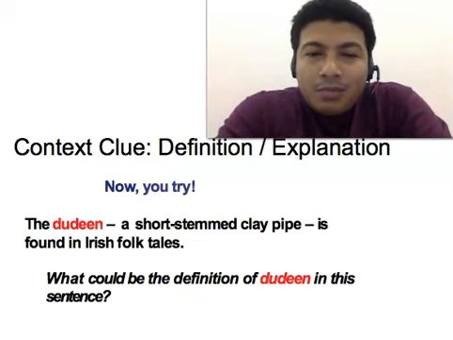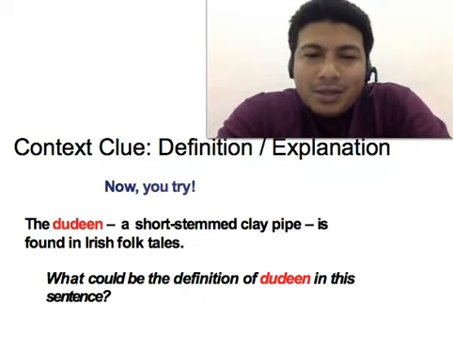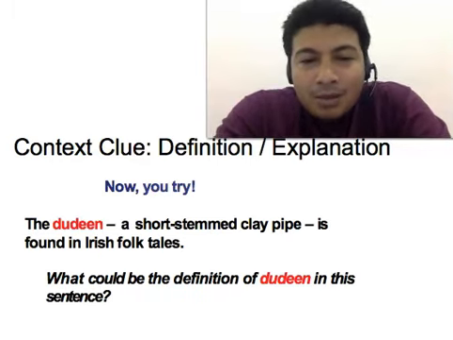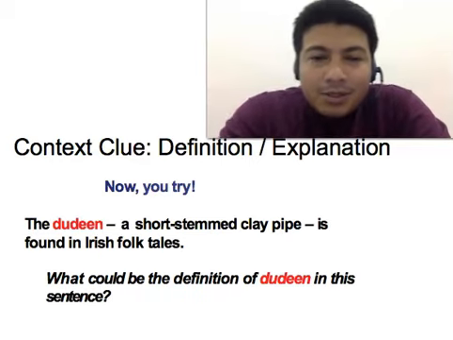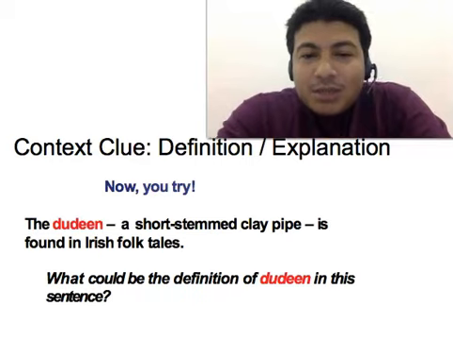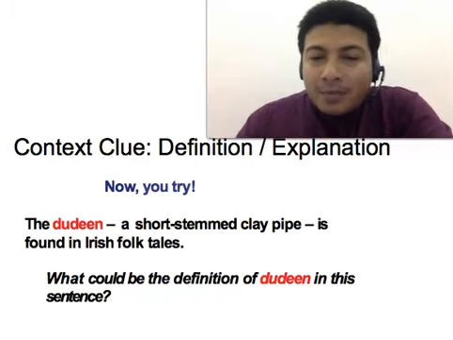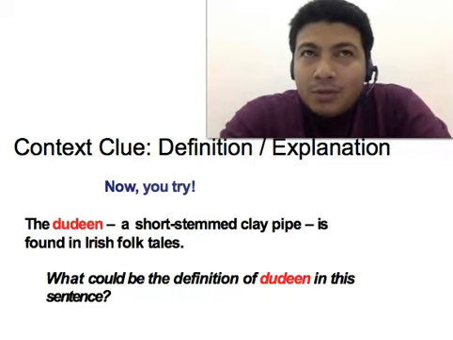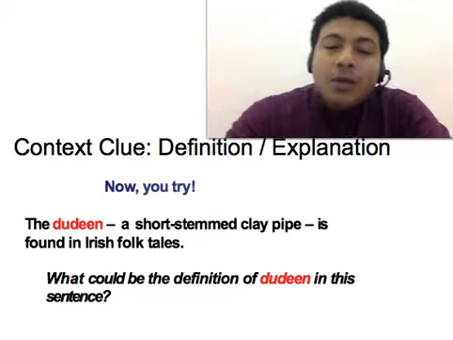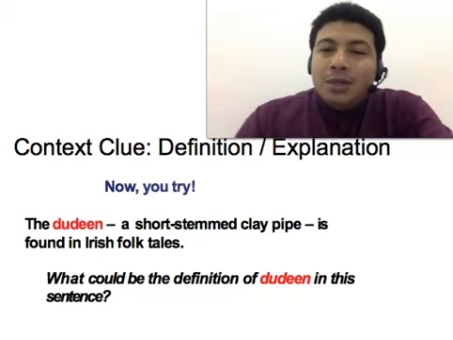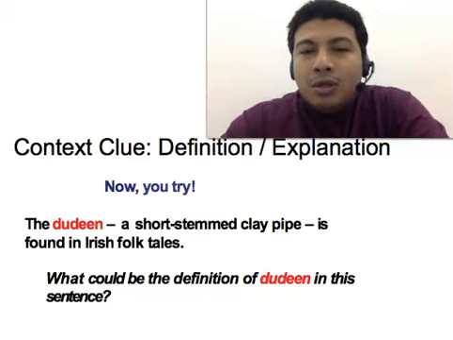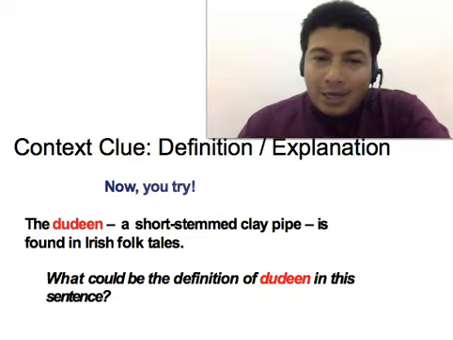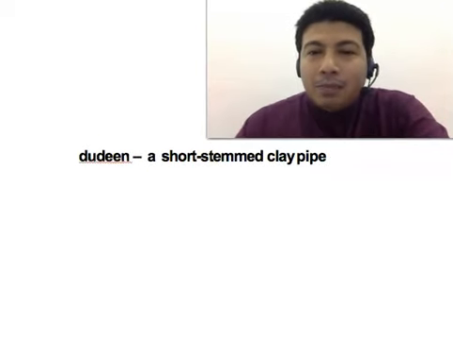The other example would be this sentence: the duodene, a short-stem clay pipe, is found in Irish folktales. So what could be the definition of duodene in this sentence? So the definition is given there: a short-stem clay pipe. So if you know what a pipe is, a device that people use to smoke tobacco, so duodene is a short stem. It is a kind of small, short pipe that is made not from wood, not from metal, but from clay. So duodene is a short stem clay pipe.